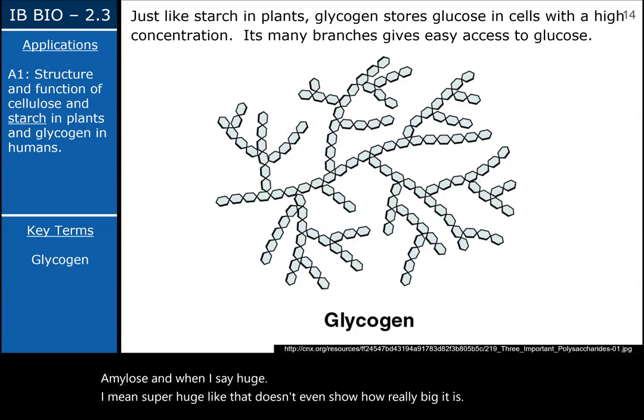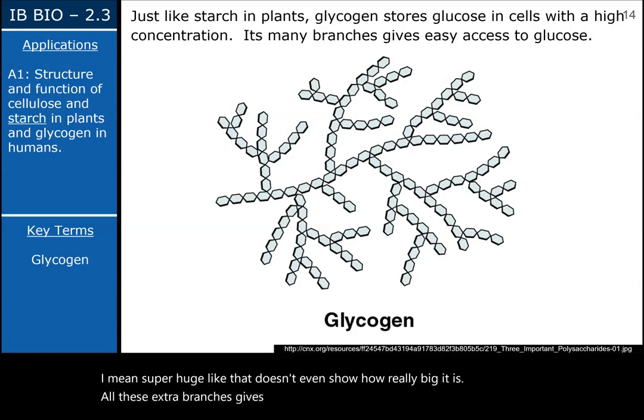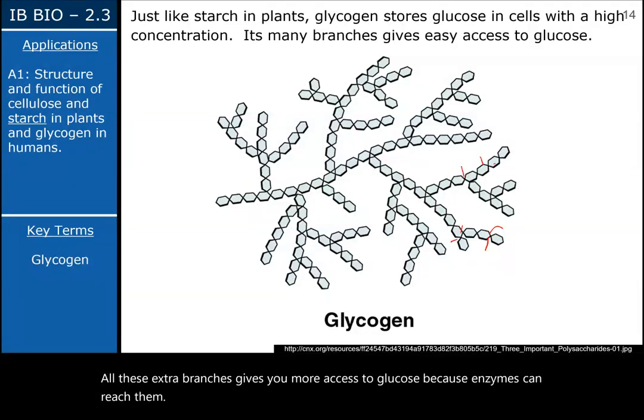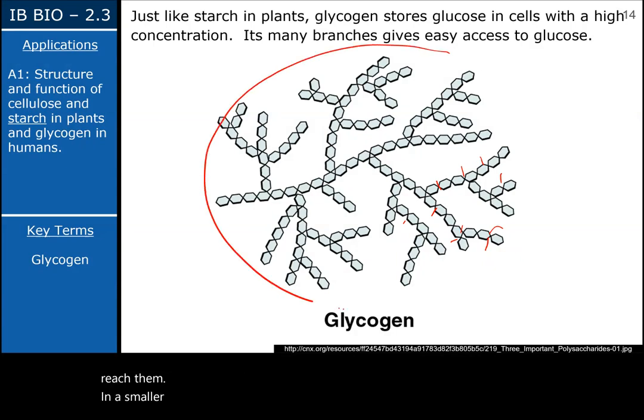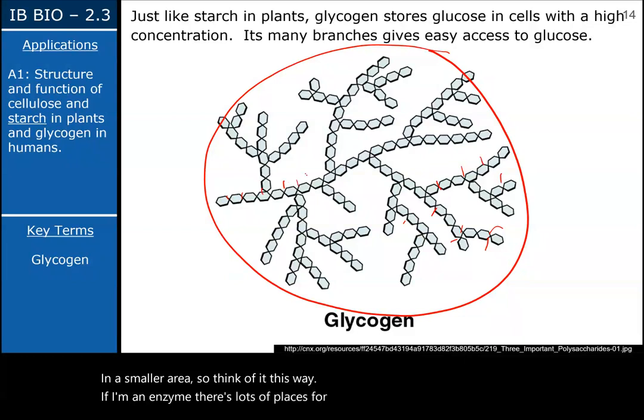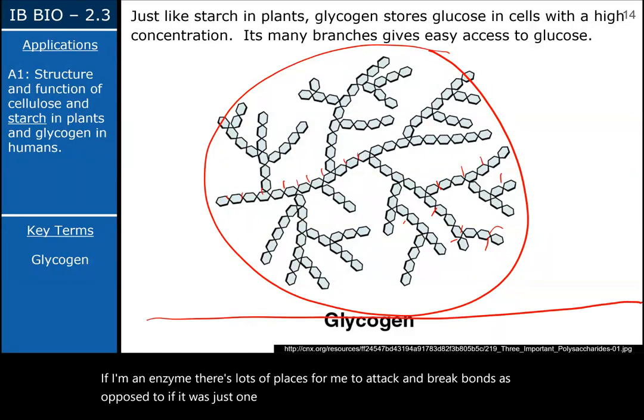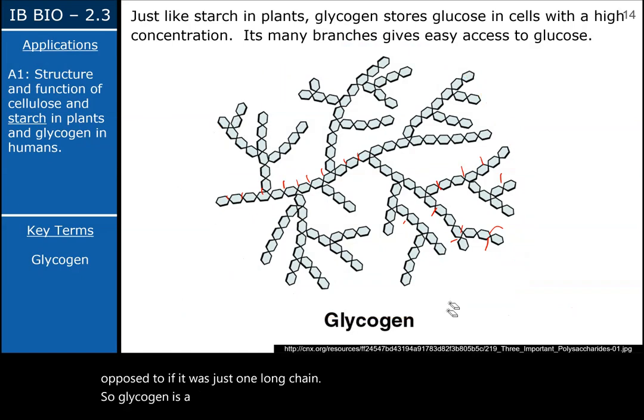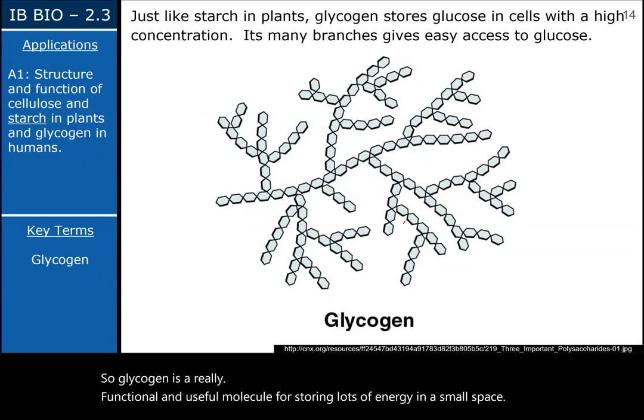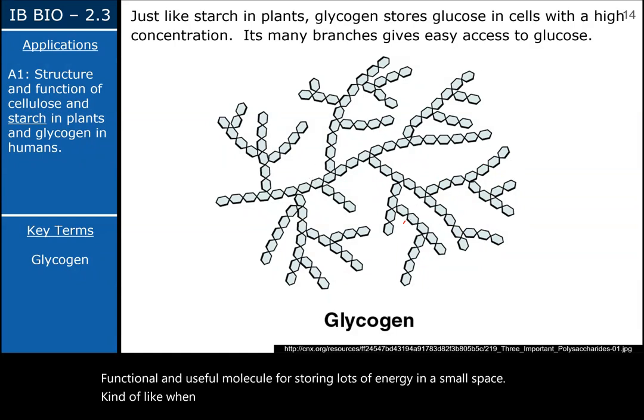All these extra branches give you more access to glucose because enzymes can reach them in a smaller area. So think of it this way. If I'm an enzyme, there's lots of places for me to attack and break bonds, as opposed to if it was just one long chain. So glycogen is a really functional and useful molecule for storing lots of energy in a small space. Kind of like when you wad all your clothes up together in a ball.